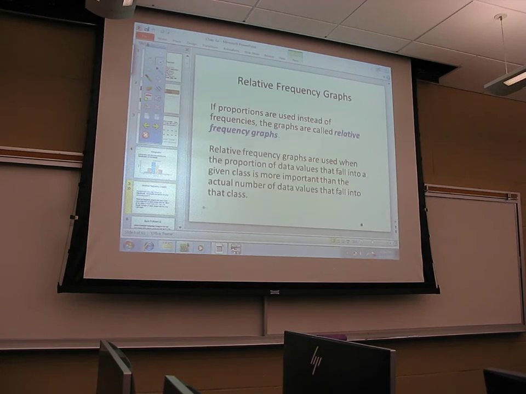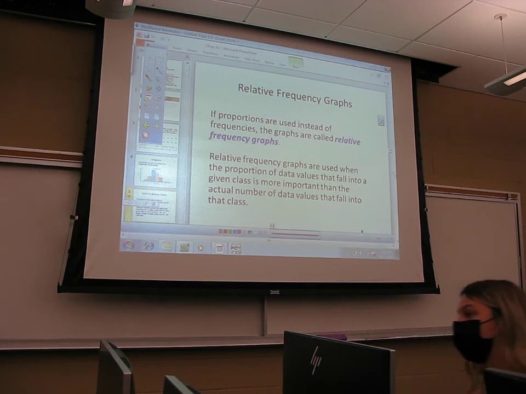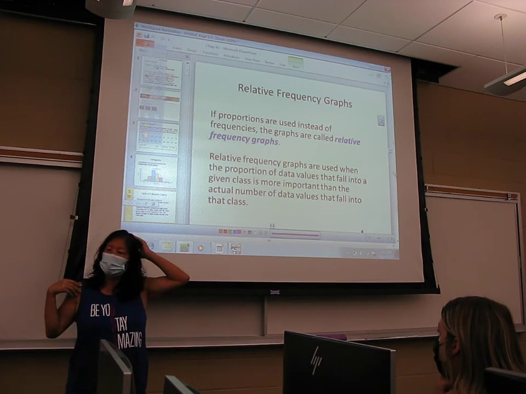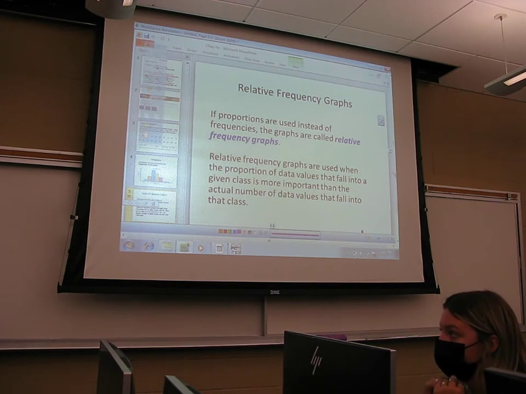We also talked about relative frequency graphs. Histograms always have the heights as the frequencies or the relative frequencies, either one, depending on what you want to show and whatever your data is. If your data is relative frequencies, you can do it that way. If your data is more frequencies, you can do it that way. They're basically identical graphs. The only difference is the y-axis.